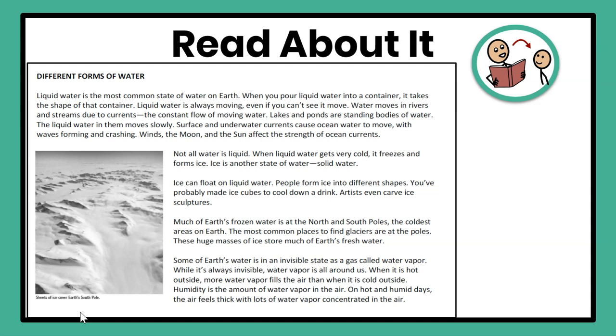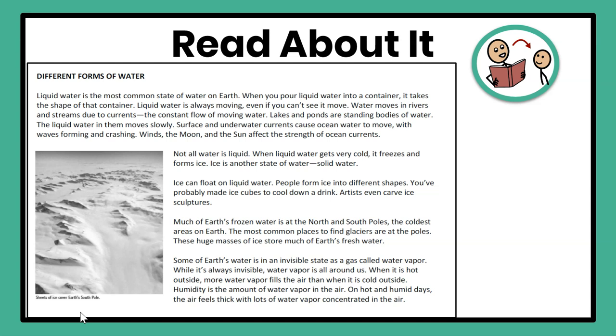Lakes and ponds are standing bodies of water. The liquid water in them moves slowly. Surface and underwater currents cause ocean water to move, with waves forming and crashing. Winds, the moon, and the sun affect the strength of the ocean currents. Not all water is liquid. When liquid water gets very cold, it freezes and forms ice. Ice is another state of water, solid water.